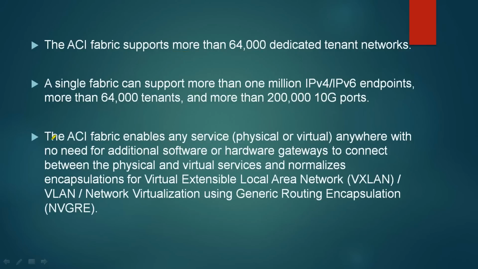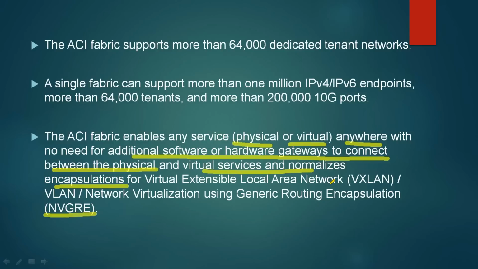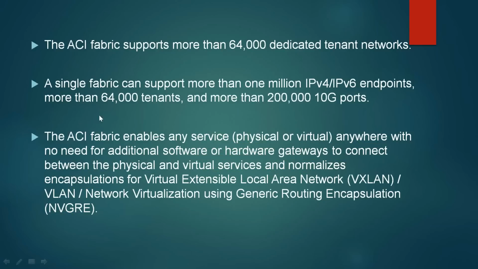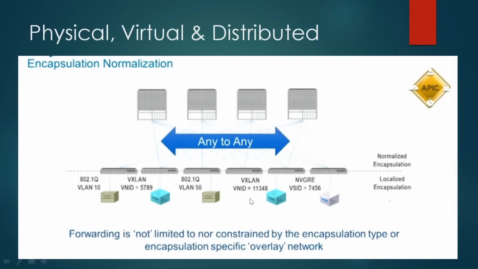Apart from that, you can see that the ACI Fabric enables any service, either physical or virtual, anywhere, with no need of additional software and hardware gateways to connect between the physical and the virtual servers, and it normalizes the encapsulation for VXLAN, VLAN, and Network Virtualization using GRE encapsulation protocol, that is NVGRE. So you have any-to-any movement irrespective of where you are taking the traffic as an input. And here you can see in the diagram, I may have an Ethernet frame, a VXLAN encapsulated frame, or NVGRE. The forwarding is not limited to, nor constrained by, the encapsulation type or the encapsulation-specific overlay. So you can see we have very nice features.